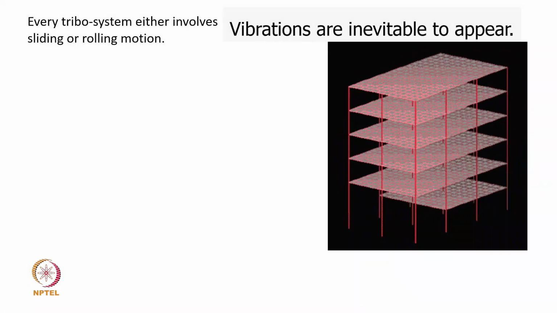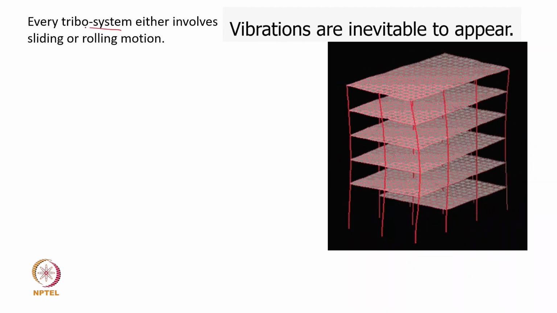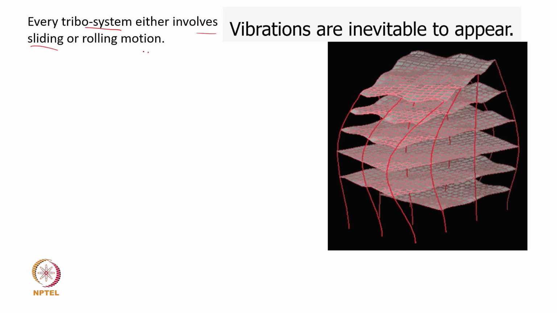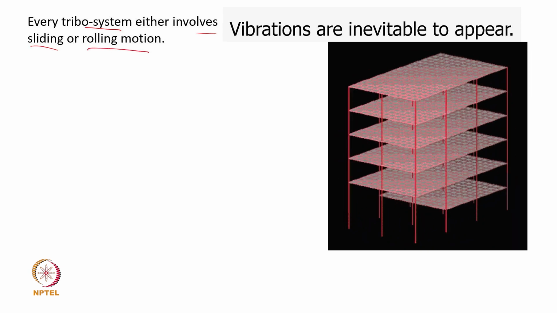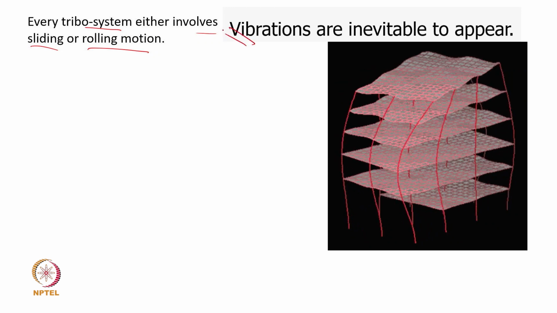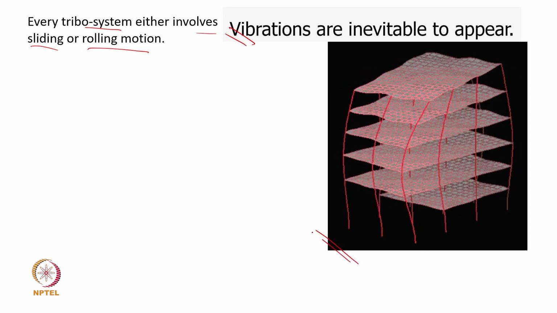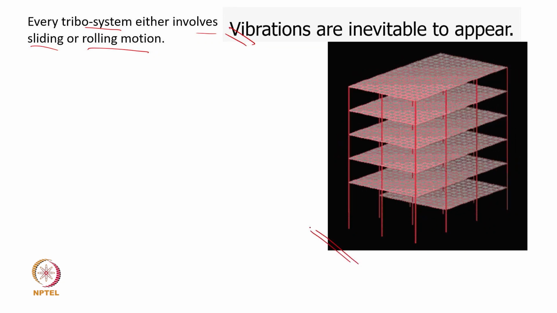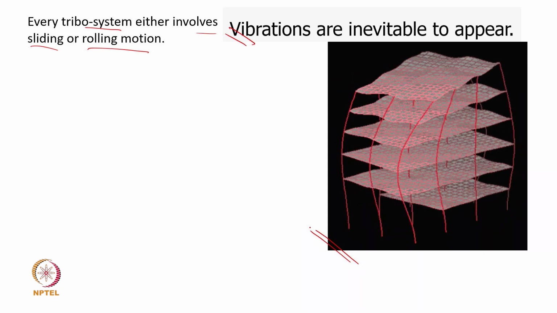Let me give a little fundamental knowledge about vibration. We say every tribological system either involves sliding or rolling, and whenever a mechanical system involves sliding and rolling, vibration becomes inevitable. Vibration will occur, and this is what has been shown here, and in this case you are able to see vibration will occur. Of course, in this case we are showing a high magnitude, and maybe much lesser.